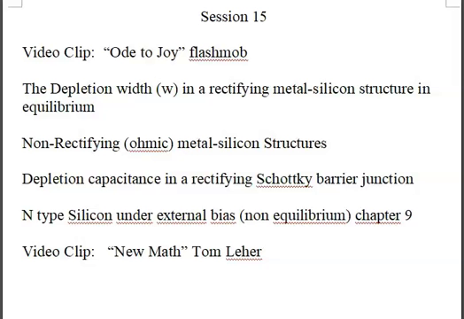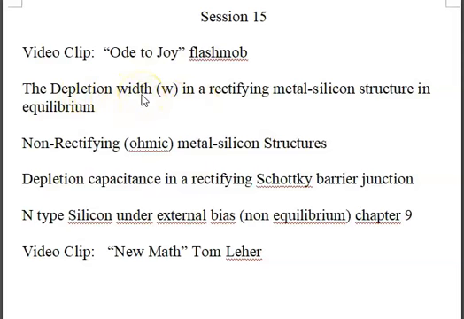Okay, so let's jump right into it. The first topic is the depletion width, W, in a rectifying metal semiconductor structure in equilibrium. Wow, that's a mouthful. Equilibrium: no applied biases, nothing's moving, everything's static. It's rectifying. Rectifying means that we have a depletion width.